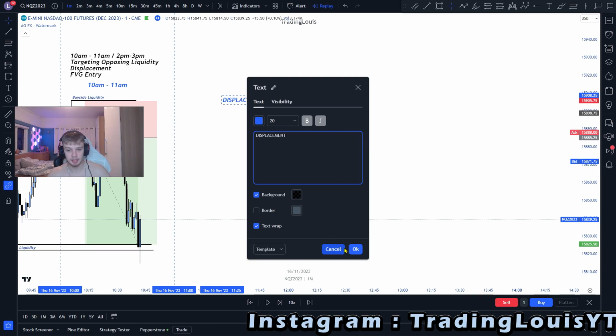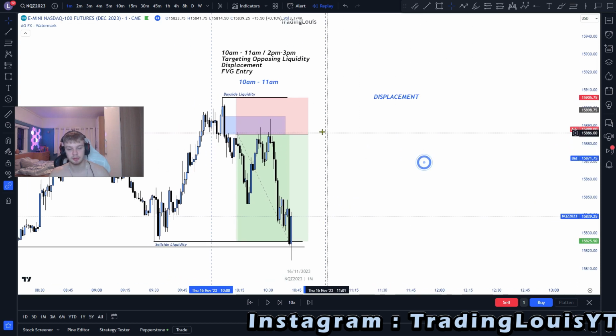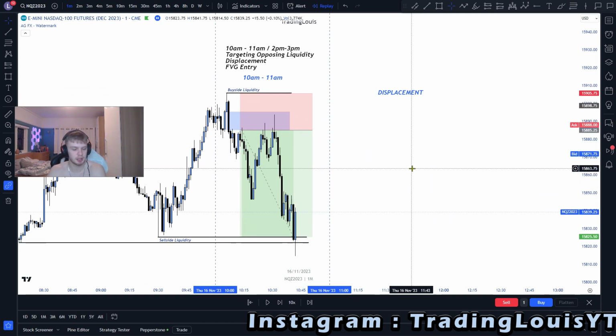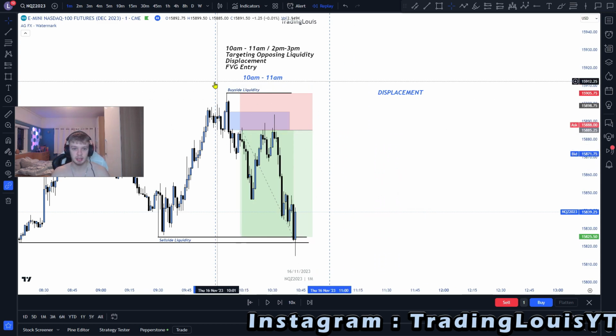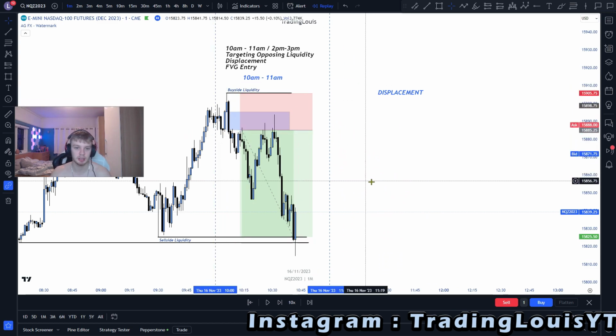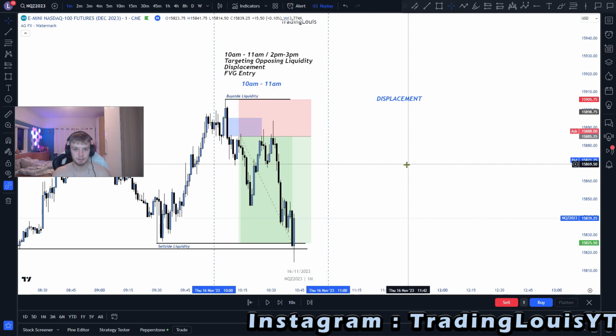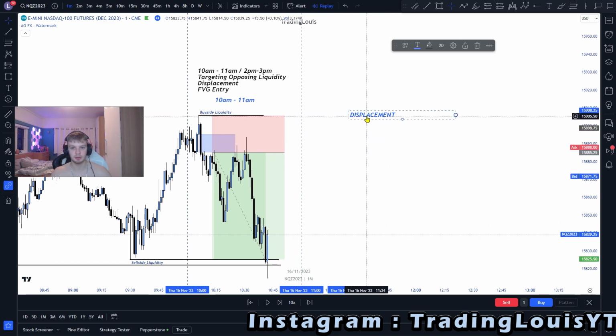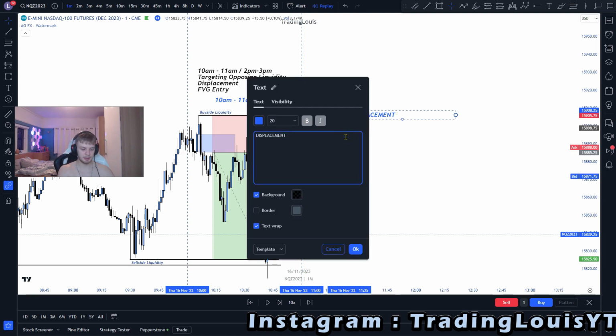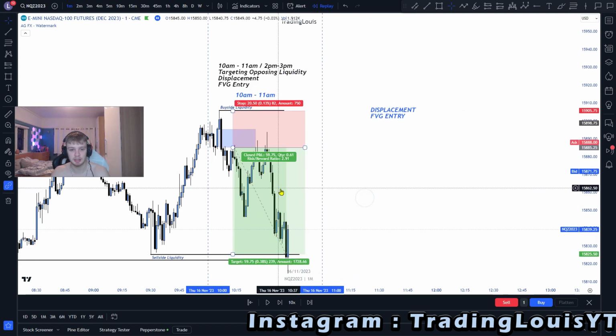Now displacement is just a strong move to the downside or to the upside, showing willingness to go in a certain direction. So it's just speed. As long as there is speed and a strong candle, then that is your displacement. Very easy to find. And then obviously you need your fair value gap entry. All a fair value gap is just an imbalance in the market where price has not filled.